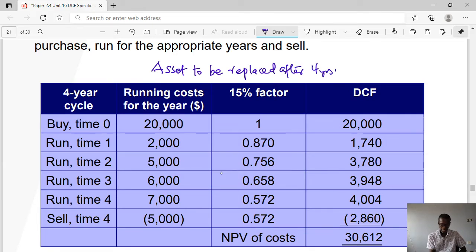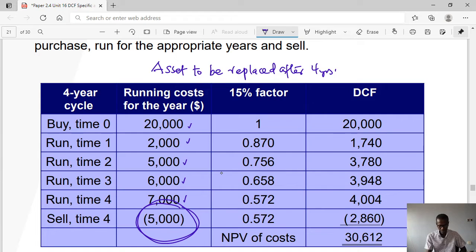The initial cost is 20,000. And in the first year, remember we are not replacing it after 1 year, the running cost is 2,000. The second year the running cost is 5,000. Third year the running cost is 6,000. Fourth year, because we are replacing it after 4 years, we incur all this running cost. When the fourth year comes to an end, we'll replace it. And how much do we get for replacing it? It is 5,000.